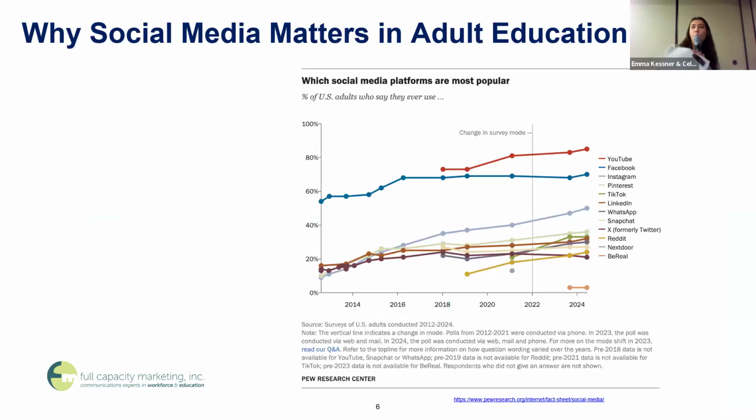Okay. First, let's talk about why social media matters. As you can see here, the popularity of social media has grown a lot over the past few years, and you can see that graph. YouTube is by far the most popular platform for adults. It's around the 80% mark, and this is from Pew Research Center. They have a ton of really great data on the demographics of who is using what platforms. I highly recommend checking it out.